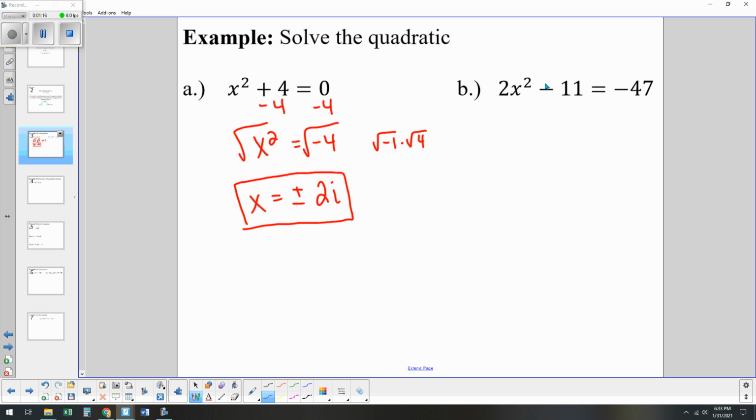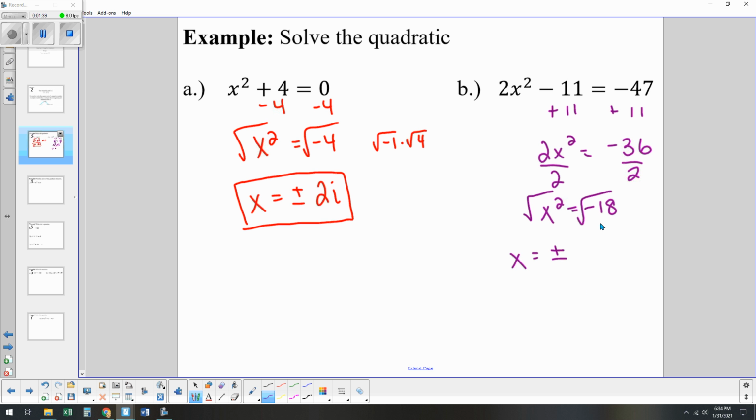In B, I'm still going to get the x squared alone, so I'll start by getting rid of the 11. Still want the x squared alone, so we'll divide by 2. And now when I take the square root of both sides, plus or minus, 18 I know breaks down to -1 times 9 times 2. Taking the square root of 9, I get 3, so that's 3i, and then the square root of 2.